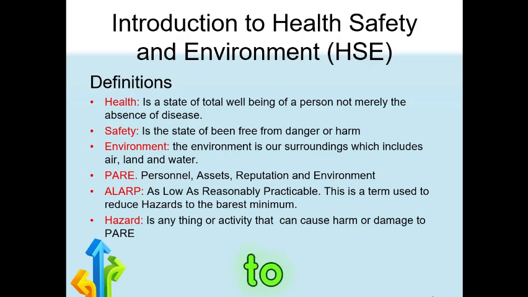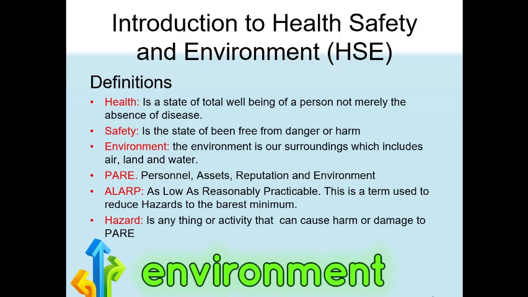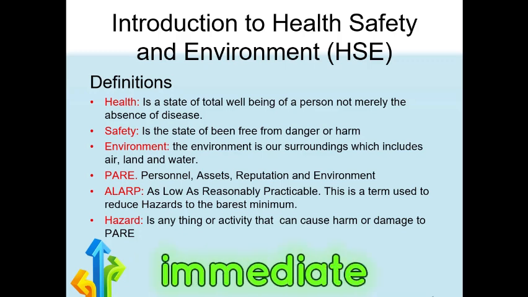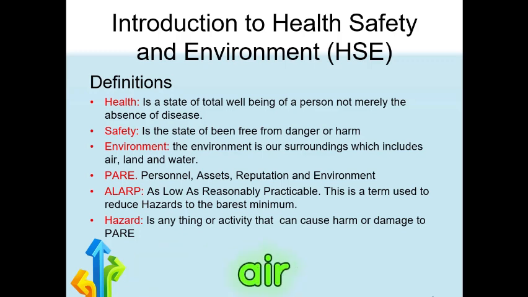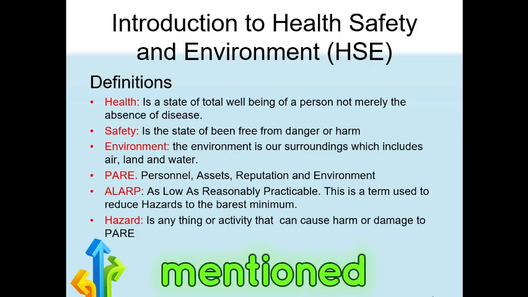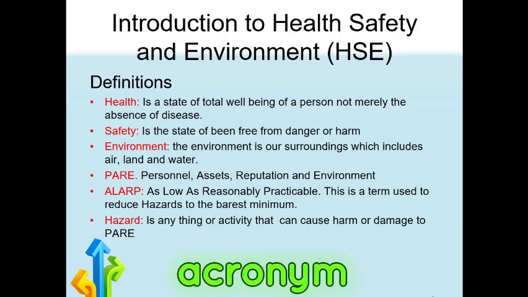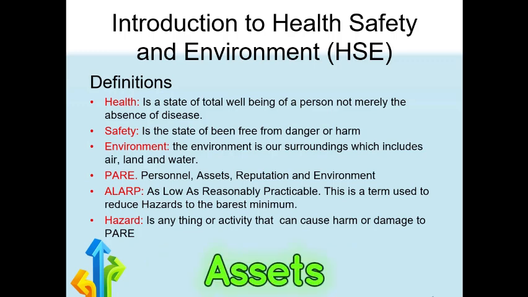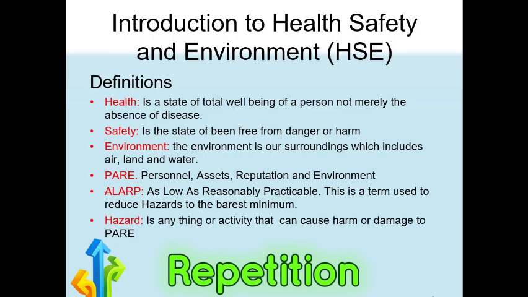Next, we move on to safety. Safety is the state of being free from danger or harm, or simply the state or condition of being safe. An environment is our immediate surrounding, which includes air, land, and water, the three major elements of planet Earth: air, land, and water. PARE, as I mentioned, is an acronym for personnel, assets, reputation, and environment.